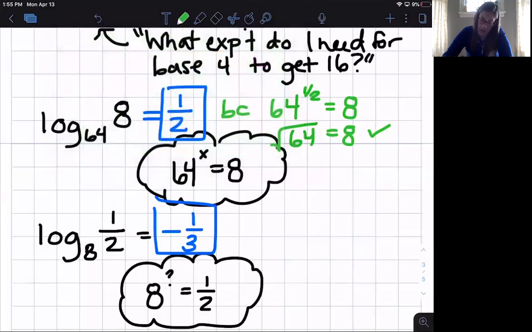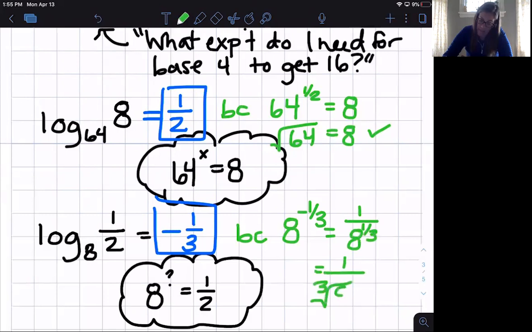And let me write out my because statement over here. 8 to the negative 1/3 is really 1 over 8 to the positive 1/3, which is 1 over the cube root of 8, which of course is 1 over 2. So you might have skipped some of those steps. Maybe you won't write all of them down, but I just want to be clear about what's actually happening as I transform that exponent.